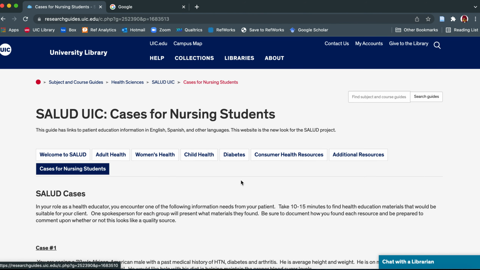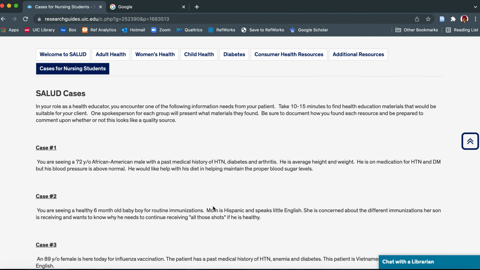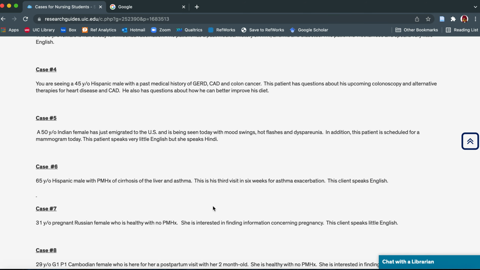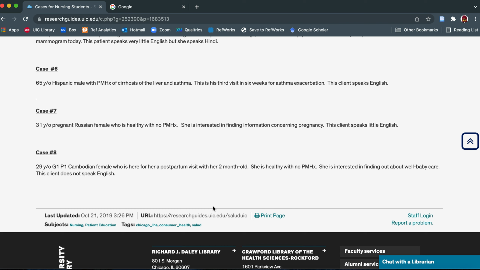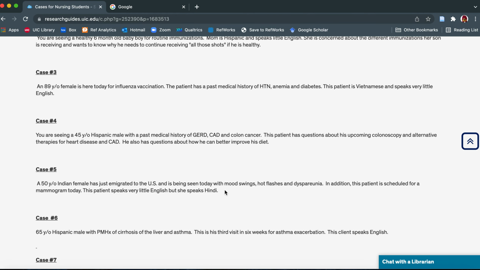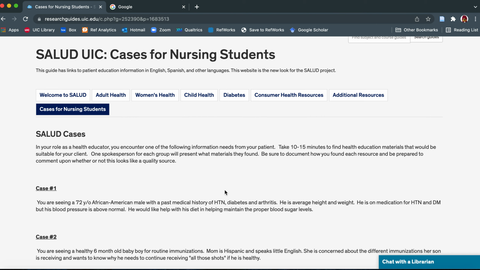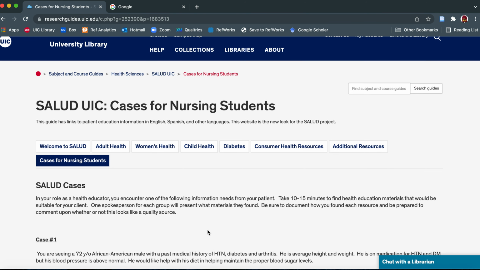For practice, it's encouraged that you work through a few of these cases. We have 8 of them. And using this site or just Googling around trying to answer these questions and seeing how you do. And please keep in mind that it's not enough just to translate the information. You have to keep culture into account as well.